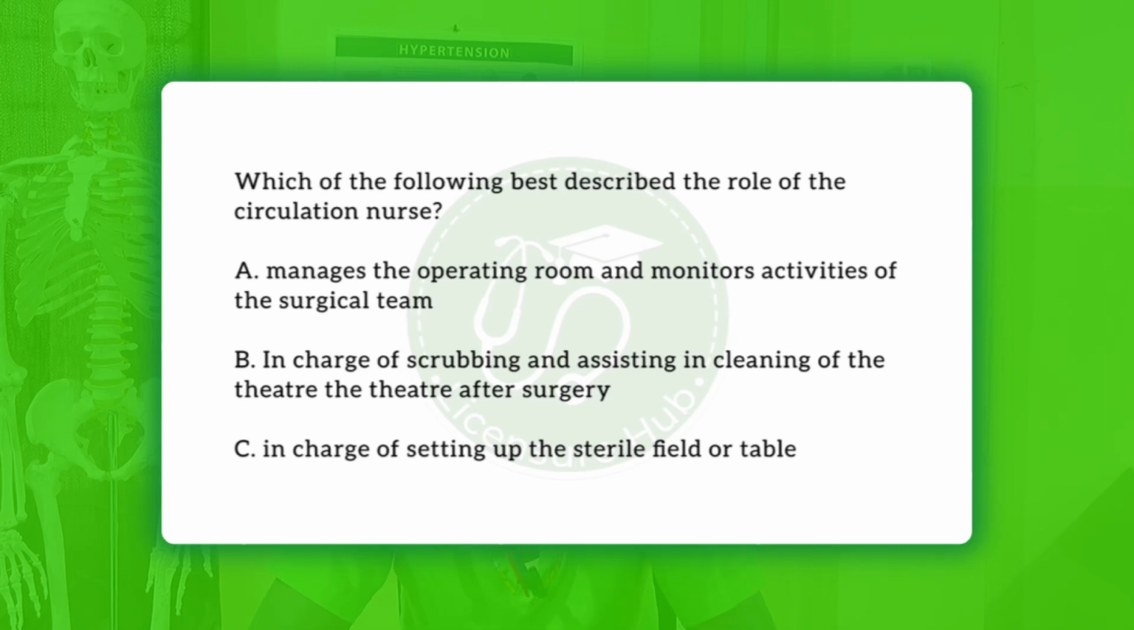Which of the following best describes the role of the circulating nurse? A. Manages the operating room and monitors activities of the surgical team. B. In charge of scrubbing and assisting in cleaning of the theater after surgery. C. In charge of setting up the sterile field or table.